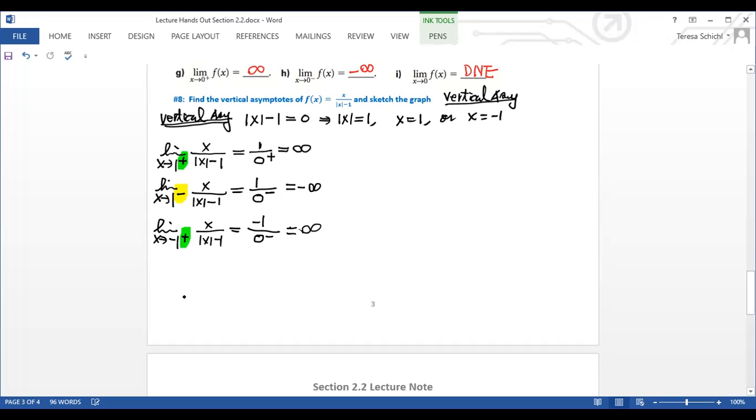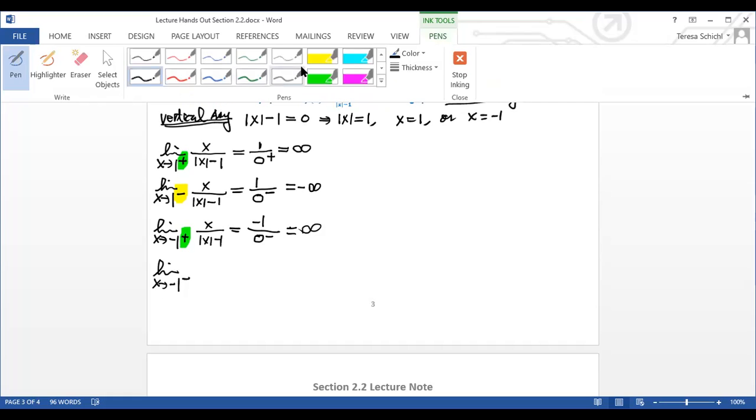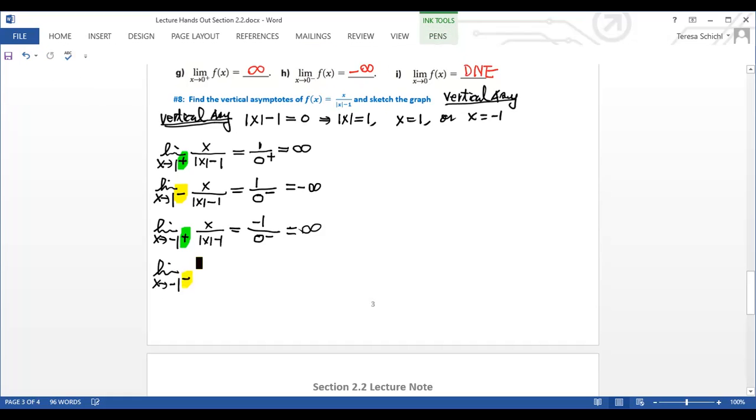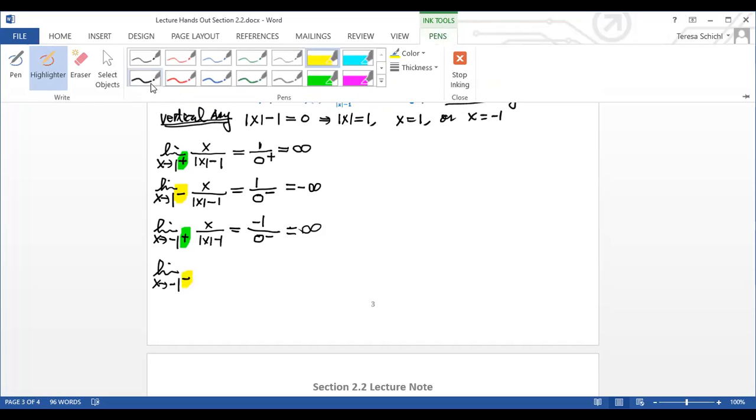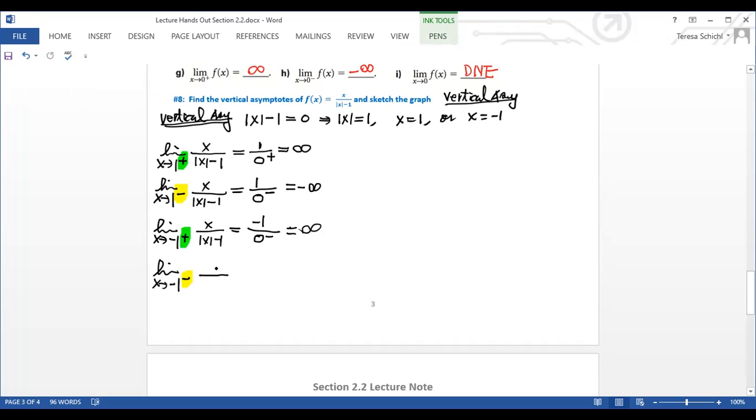Because negative will give you positive infinities, right? Okay, so now let's take a look at this one here from the -1 to the right-hand side. This is x, this is x minus 1. So still the top here is -1. It's getting closer to -1, but now I'm getting closer to -1 from the left-hand side. That means it's a little bit less than -1.